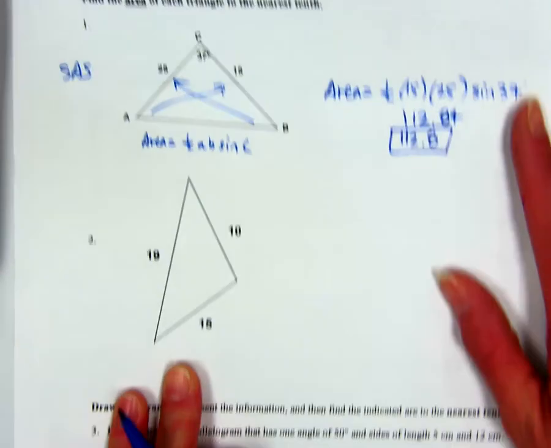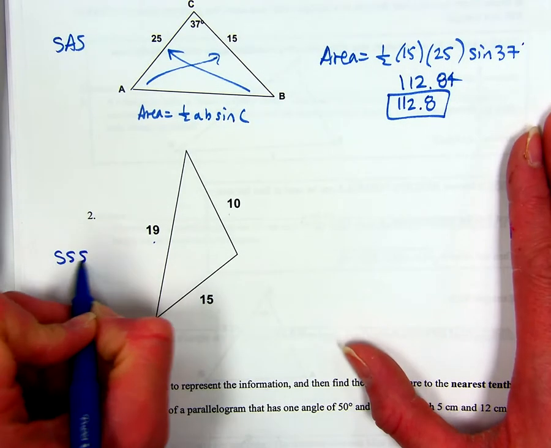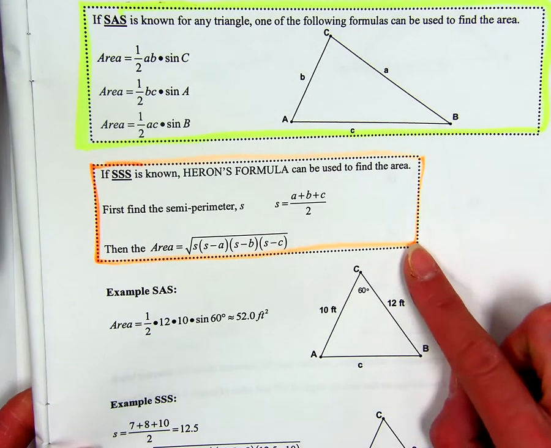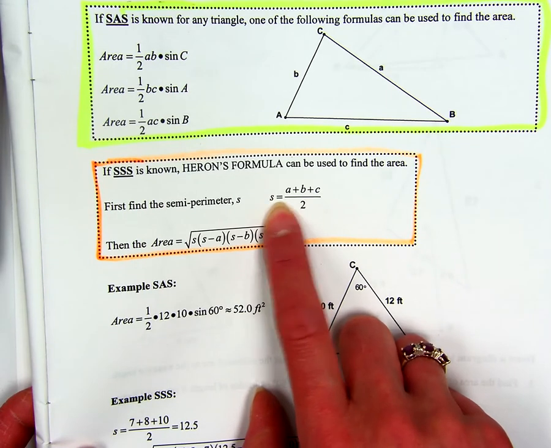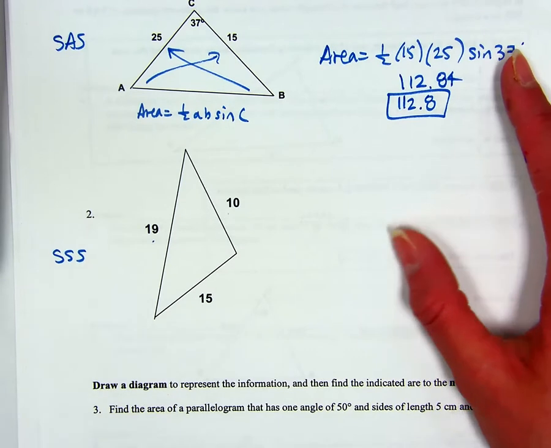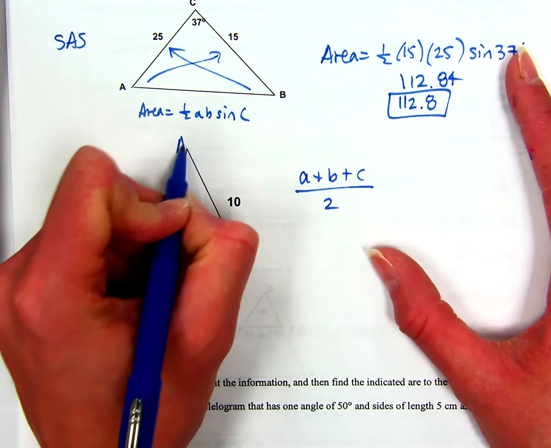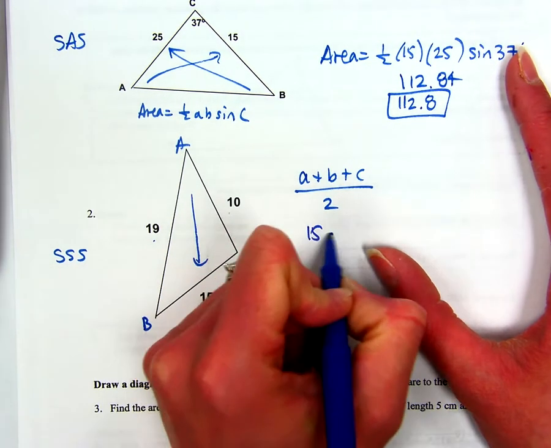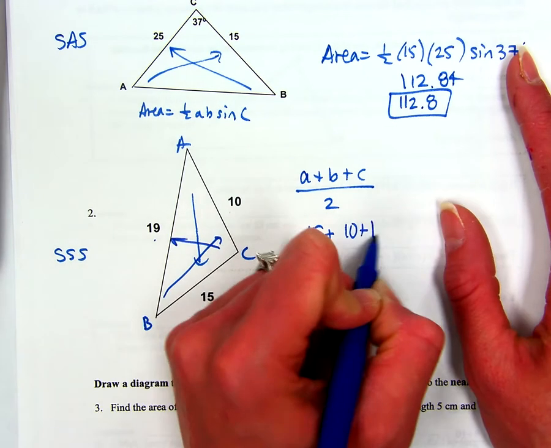Then we're all done. All right, number 2, what information do we have? We have 3 sides, so we have side, side, side. So now we're going to go to this orange box here. With side, side, side, you're first going to do, it's called Heron's formula, you're going to find the semi-perimeter, which is A plus B plus C divided by 2. I'm just going to call this A, this B, and this C. So A is 15, B is 10, and C is 19.